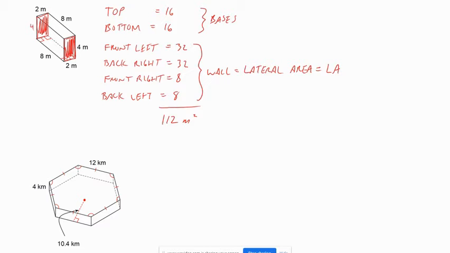So the lateral area in this case is 80. If we add up 32 plus 32 plus 8 plus 8, that's 80 square meters. So if you ever have a problem that asks specifically for the lateral area, it's just the walls. Lateral area means the walls.